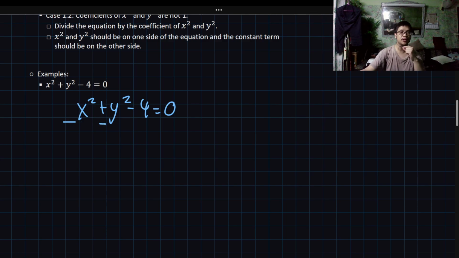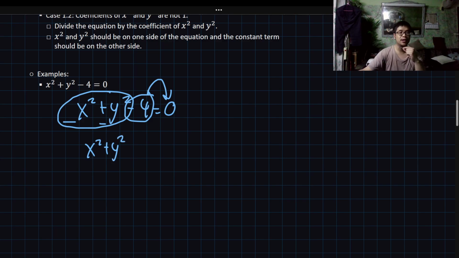Now, there's no visible number for x squared and y squared. It just exists as x squared and y squared. So what am I going to do? Just group the x squared and y squared together and put the constant term outside. So I will have x squared plus y squared, then transpose negative 4 to the right, I will have positive 4. And that's the answer.